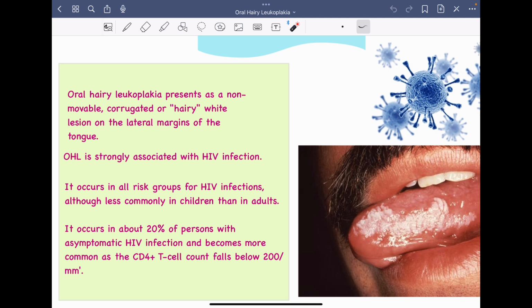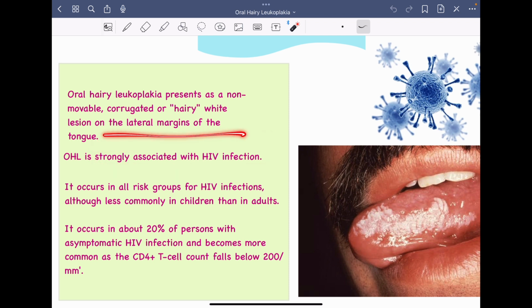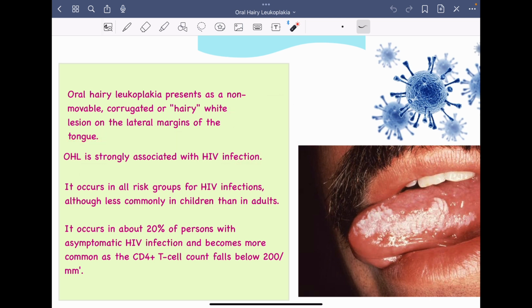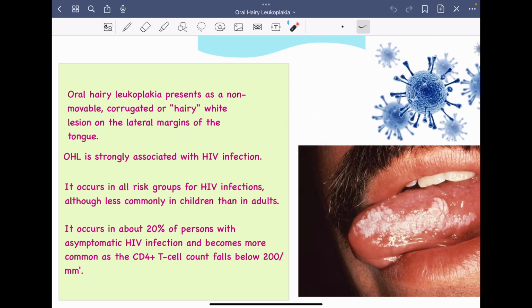It can also occur bilaterally, okay, and it is strongly associated with HIV infection. Again, a very important point. The first point is it is present on the lateral margins of the tongue, and second is it is strongly associated with HIV or AIDS infection. It occurs in all risk groups of HIV infections, although it is less common in children. In adults it is very commonly seen. However, if a child is infected with HIV, it may not be seen.